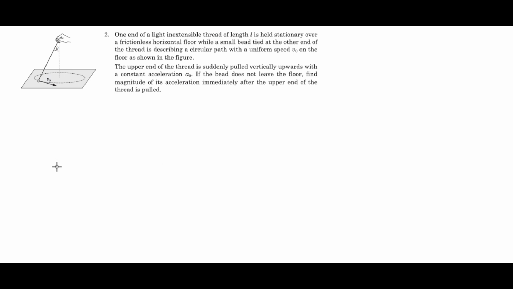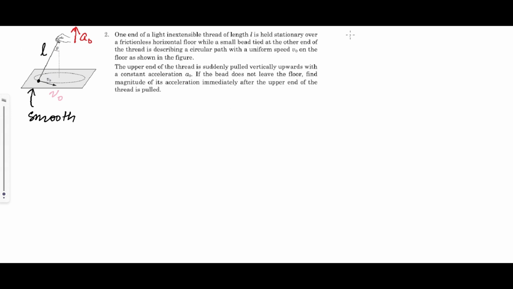The setup is as follows. There is a smooth surface upon which a very small bead is carrying out a circular motion. It has a velocity that is constant along the tangential direction, that is v naught. A hand is holding the string at an angle theta, and suddenly it's given an initial acceleration upwards of magnitude a naught. We are given the length of the string to be L.